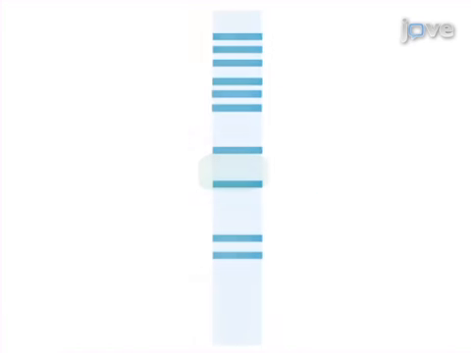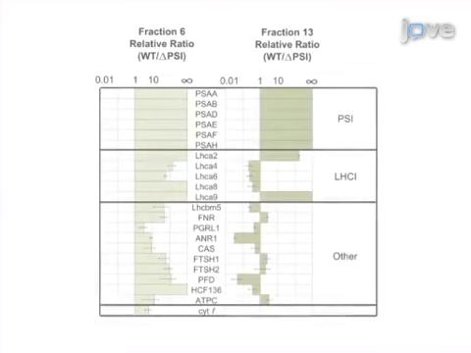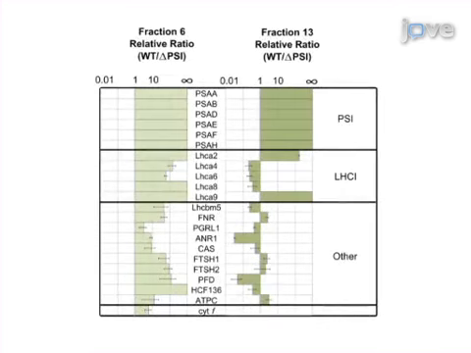Then, equal volumes of the desired fractions are mixed and separated on SDS-PAGE. Finally, the Coomassie-stained bands are digested with trypsin. Ultimately, samples are analyzed by quantitative mass spectrometry to observe changes in protein abundance between the investigated fractions.